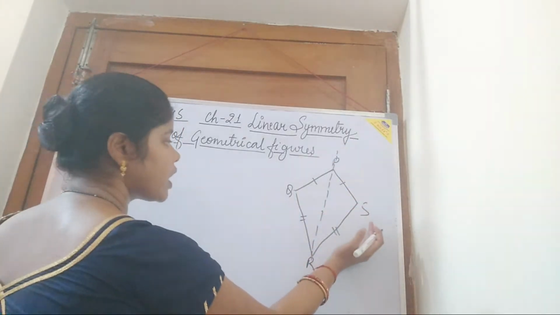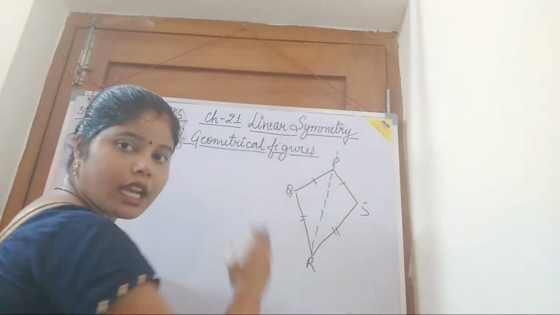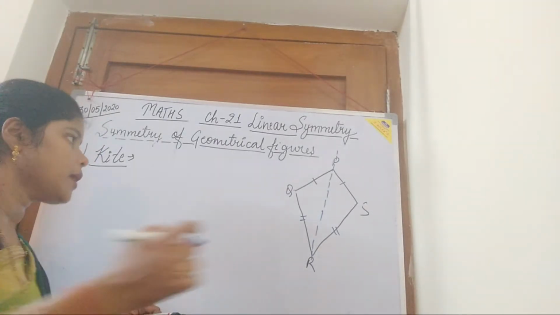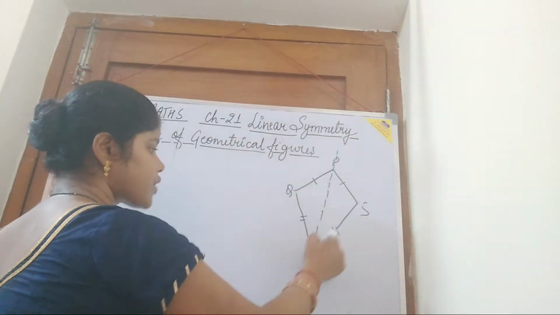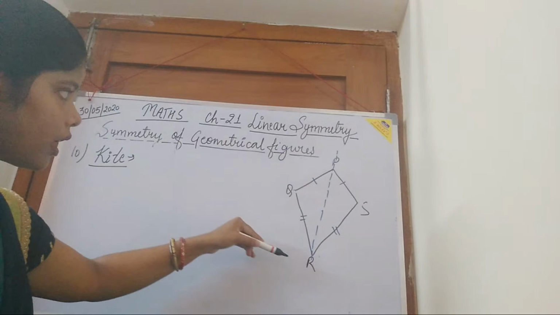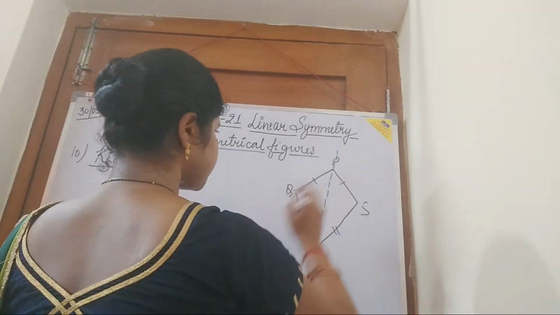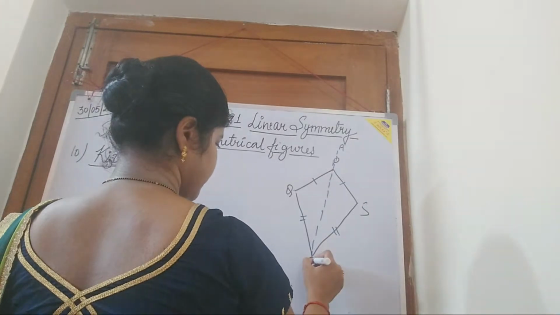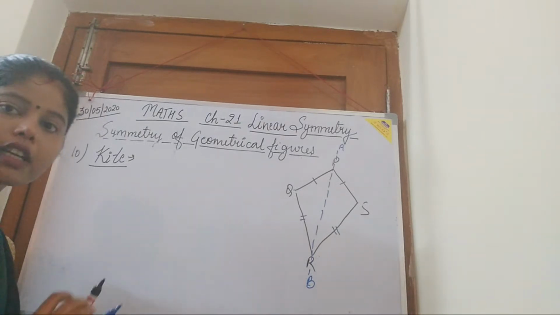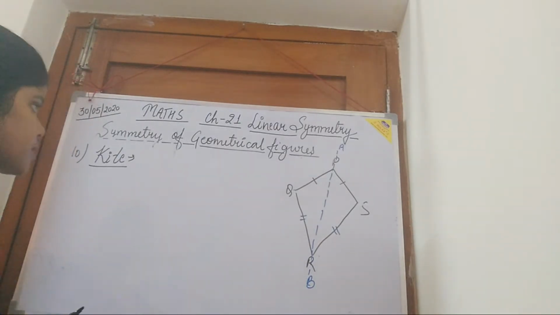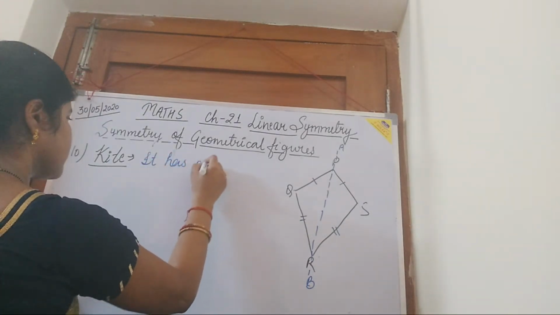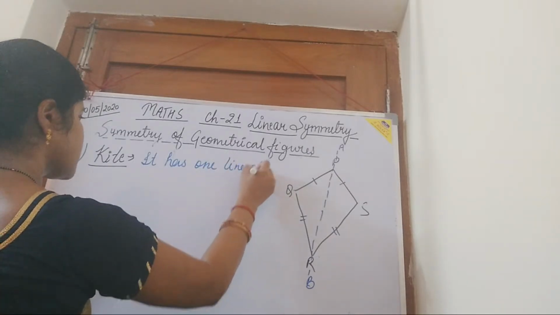One line of symmetry, because when we fold this part onto the other, they coincide with each other. So here triangle PSR overlaps with triangle PQR. Name this line of symmetry AB. So this line AB divides the kite into two identical parts. So a kite has one line of symmetry.